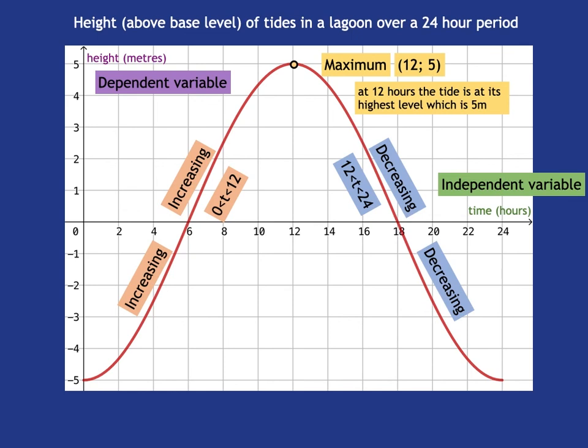Obviously, we might well also be interested in the lowest point. And in fact, if you look down here, there are 2 places where we're at the lowest point. And the lowest point is called the minimum. And the coordinates of the minima in this case are (0, -5) and the other one (24, -5). And we could put that into words. Let's talk about that second minimum. That would say, at 24 hours, the tide is at its lowest level, and that is 5 meters below the base level.